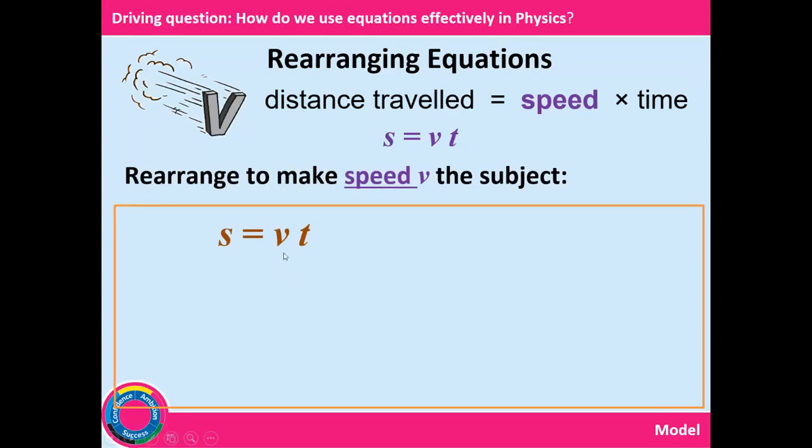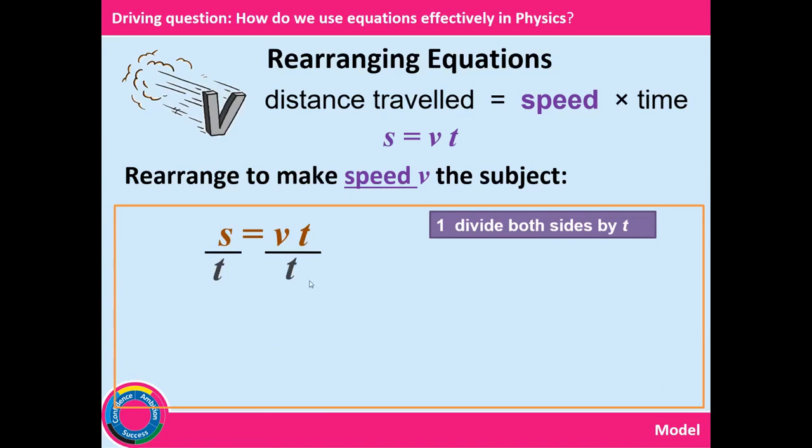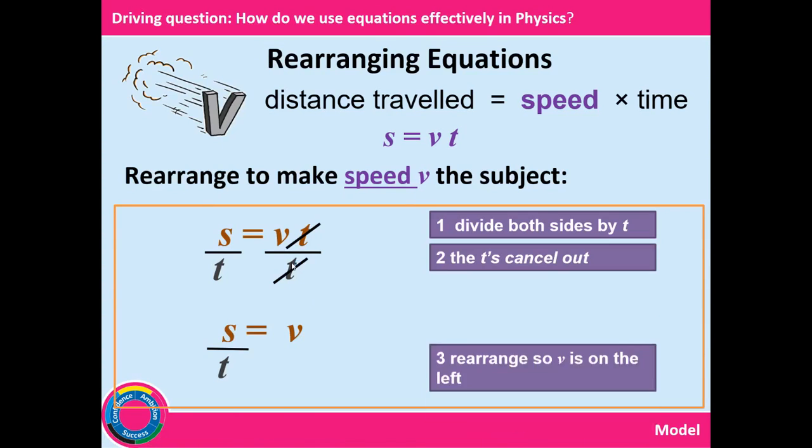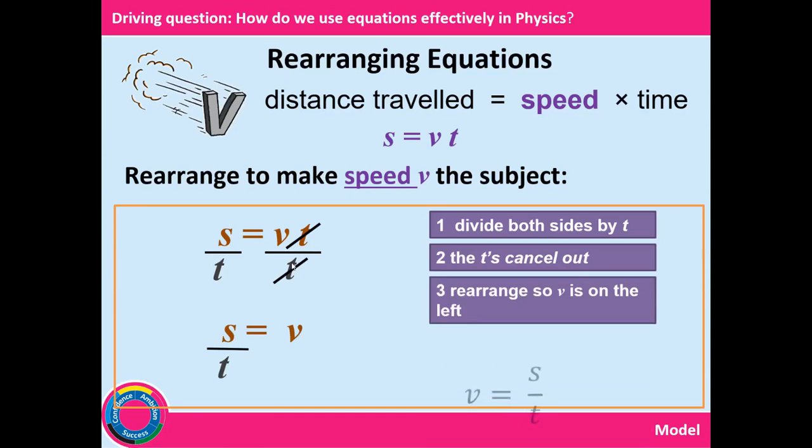And speed is represented by v. On the right-hand side, we've got t next to the v. We need v to be alone on this side, so we need to get rid of the t. How do we do that? We divide both sides by t. Once we've done that, you'll notice that on the right-hand side of the equation, there's t in the numerator, t in the denominator. The t's cancel out, and we'll be left with s divided by t equals v. All we need to do is just rewrite the equation such that the v is on the left, speed is on the left, equal to distance divided by time.